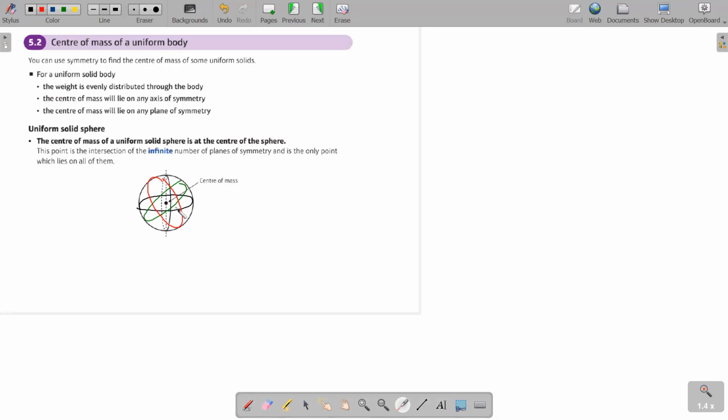I hope you are getting what's going on here. All you need to know here is that in a uniform solid sphere, the center of mass is exactly in the middle of the sphere, right, guys? So that's quite a simple one. So let's move on to more difficult objects now.